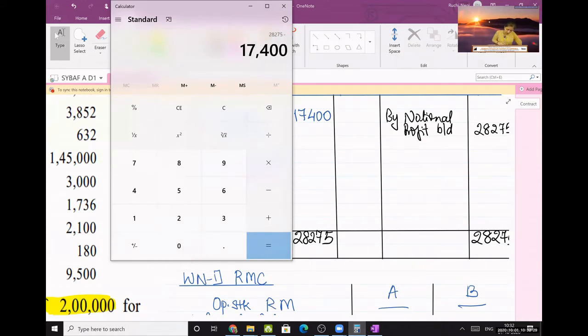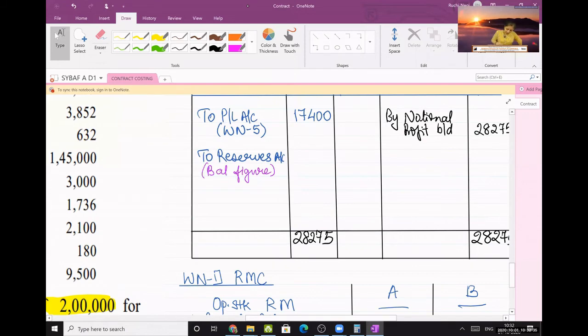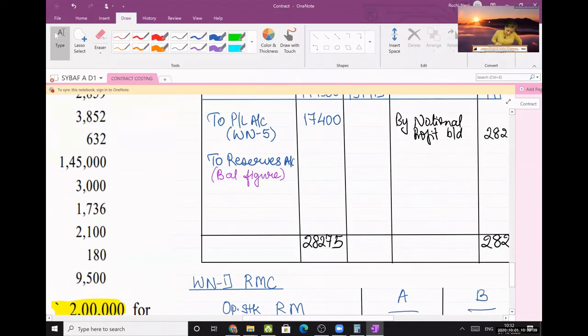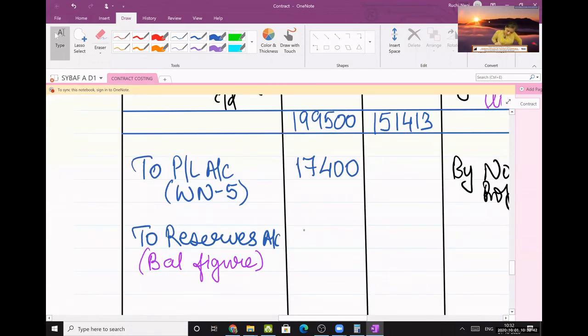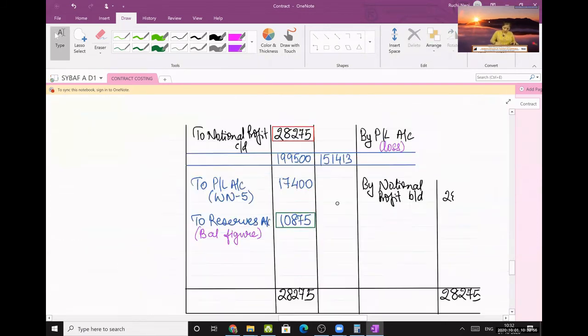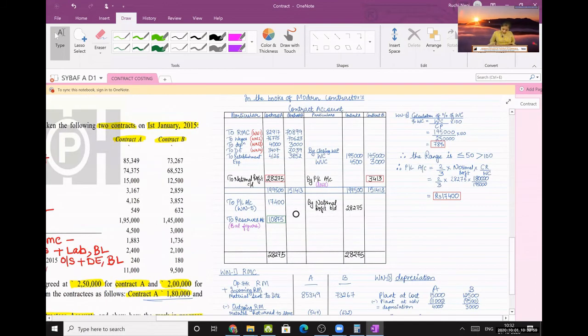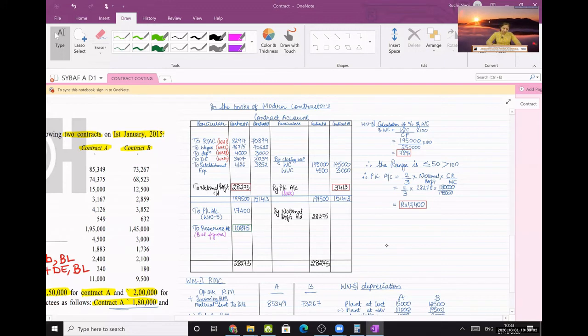28,275 minus 17,400, बाकी कितना बचा? 10,875. ये कहाँ जाएगा? रिजर्व में. 10,875. Okay. Balance will go to reserves. समझ में आया? Is the sum clear till here? अगर मैं एग्जाम में तीन अकाउंट दूंगी तो तीनों के लिए कैलकुलेट करूंगी. चार तो नहीं दूंगी, तीन तक दूंगी मैक्सिमम, वरना आधे घंटे में नहीं होगा. ठीक है, क्लियर?